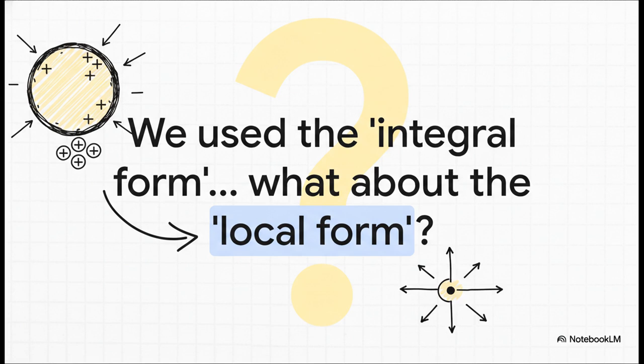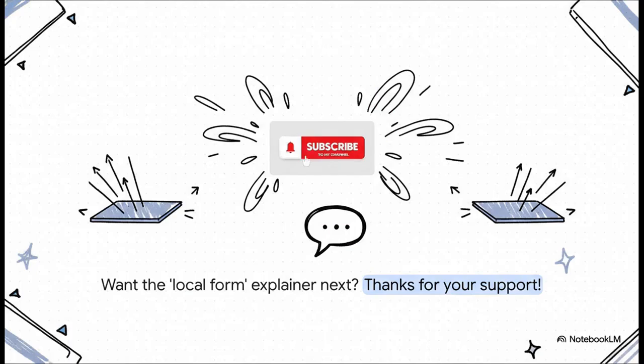Now, this isn't just some abstract textbook problem, by the way. This idea is the fundamental principle behind capacitors, the little components that are in pretty much every electronic device you own. But what we used here was the integral form of Gauss's law, which leads to a pretty interesting question. What about the local form? It's a whole other way of looking at things, really.